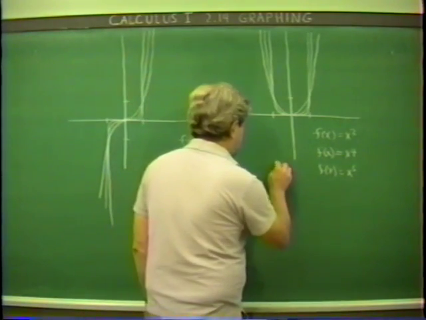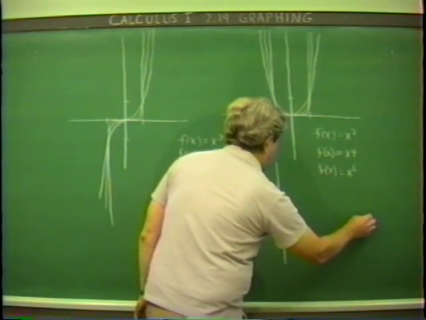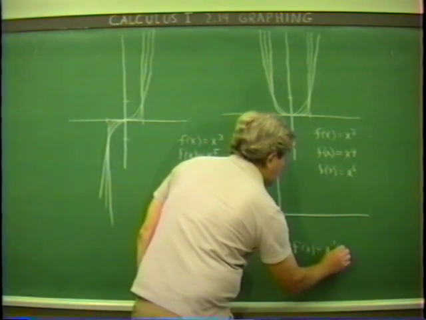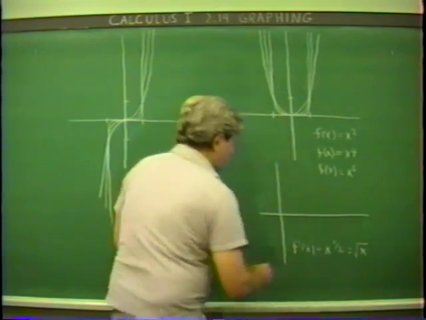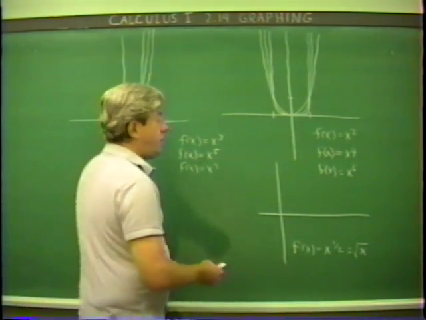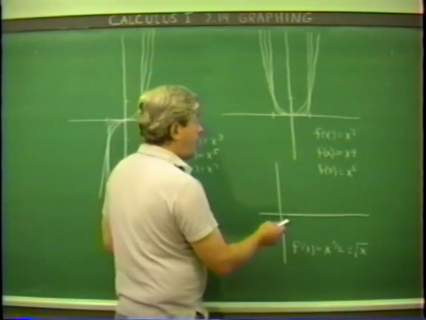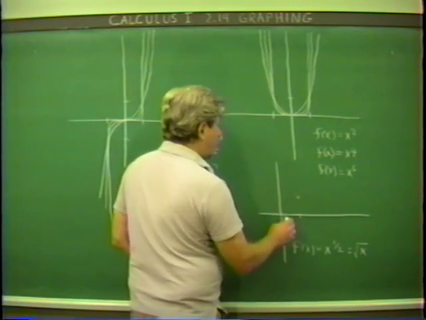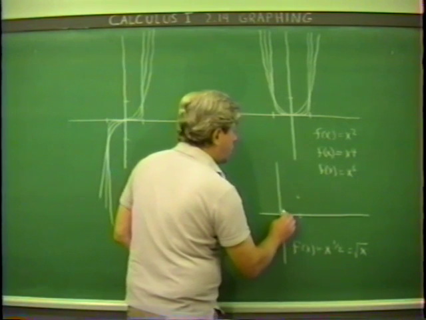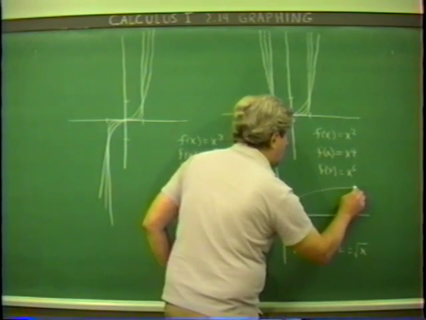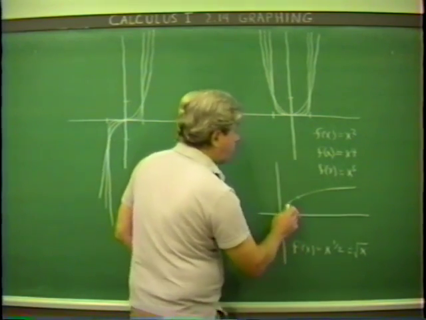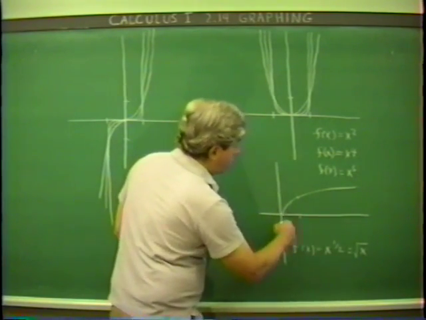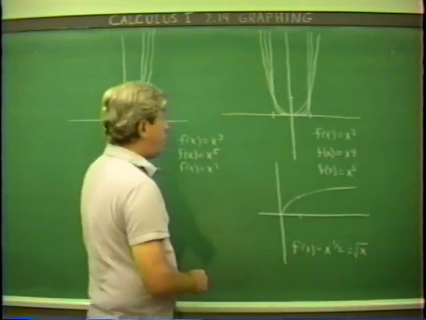Right. The roots. F of x is x to the 1/2, or square root of x. Well, the square root of x is only defined for positive x, and it is defined to be the positive square root. And this graph looks like this. At 0, it's 0. At 1, it's 1. And as x increases, the square root of x increases. The graph looks like so. And this is really half of a parabola because if y equals square root of x, then x equals y squared.